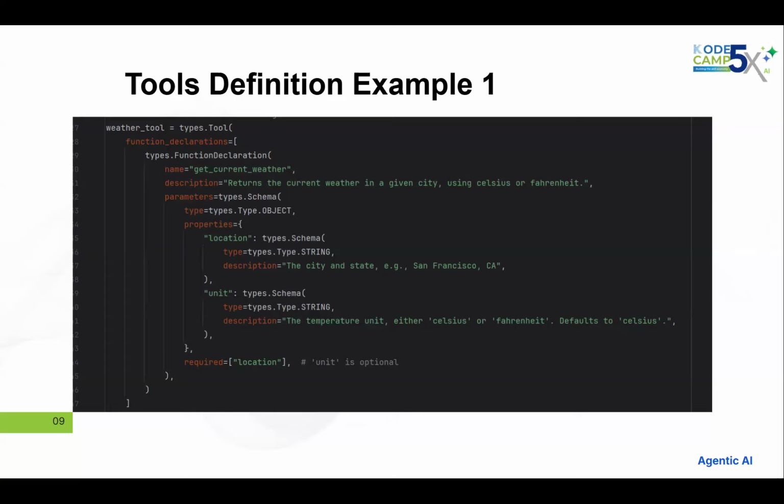where you have the first parameter with name location, type string, and description, the city and state, example San Francisco, California, just like in the previous example. And unit is of type string and has description, the temperature unit, either Celsius or Fahrenheit. In this case, it indicates that it defaults to Celsius. So this is slightly different.